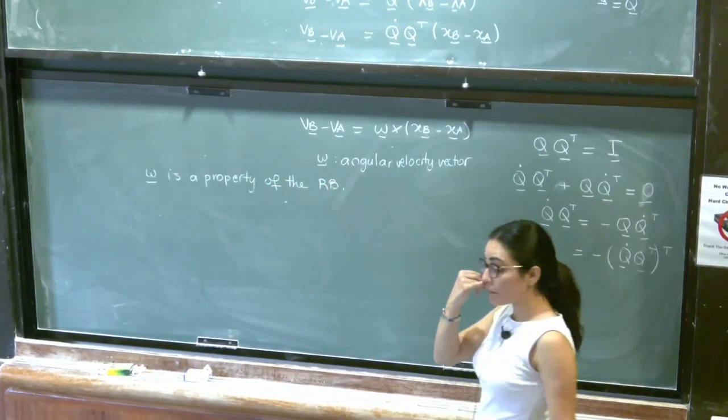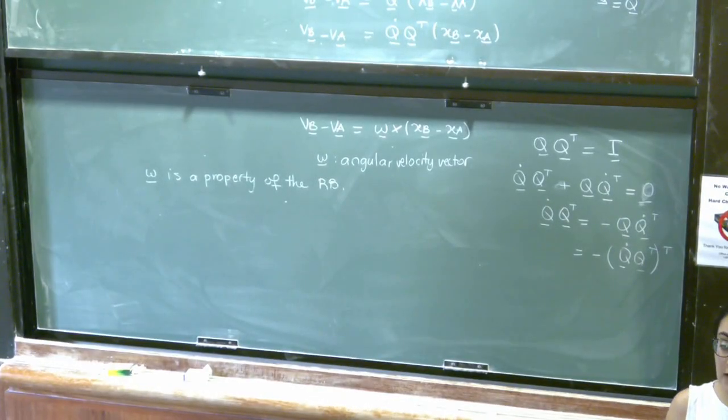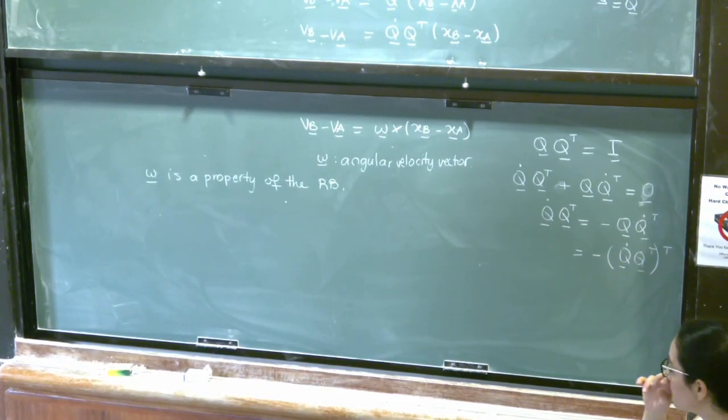So each rigid body has an angular velocity that is a function of time and not a function of location on the rigid body, or not a function of the material point on the rigid body. Okay?